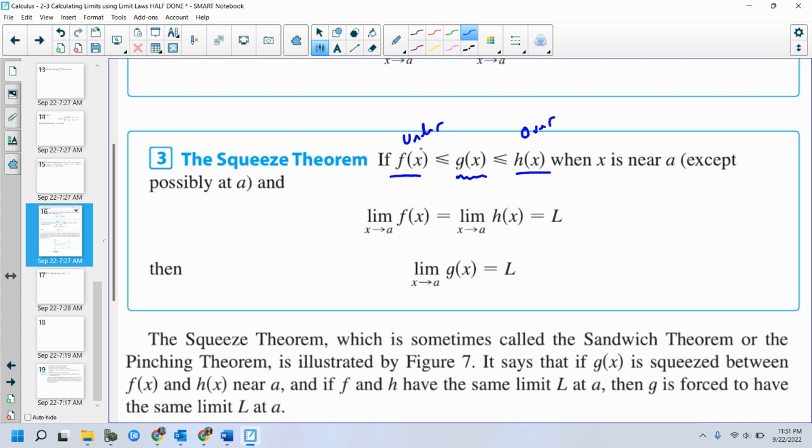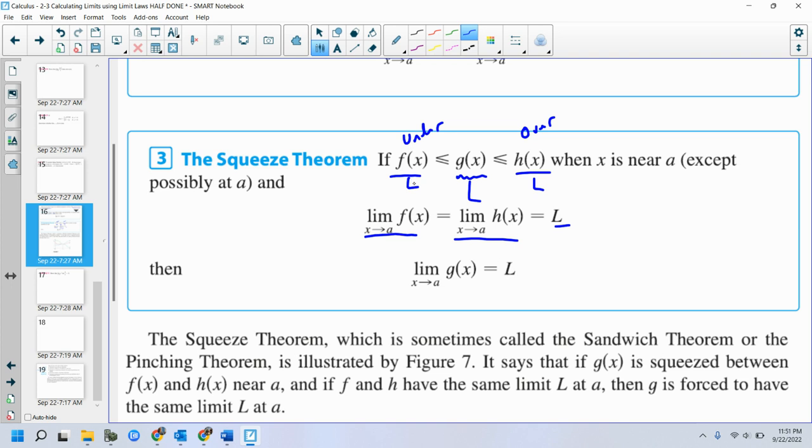If you've got one function underneath it and another function over top of it, and I know that their limits both converge to the same thing, like look, the limit as x approaches a of f of x is L, the limit as x approaches a of h of x is L. So I know the limit here is L, and the limit here is L as x approaches a. If you know all of these things to be true, f of x is under, h of x is over, and they both are converging to the same limit at a, then you therefore know that if these are L, this has to be L as well. The limit as x approaches a of g of x also has to be L.